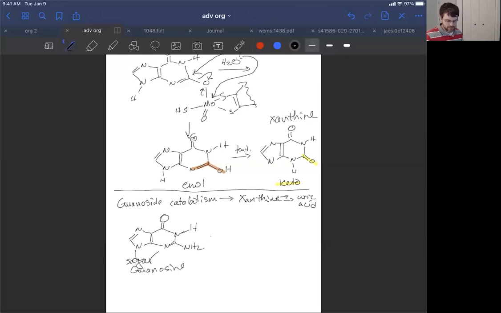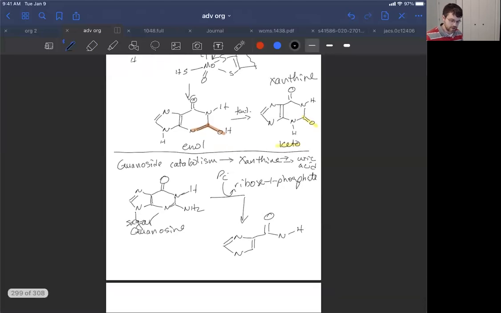The goal is to get to xanthine. So the first step is the phosphorylase with inorganic phosphate to give ribose 1-phosphate. And more importantly, for the purposes of this lecture, we're going to get the purine base now released from the nucleoside. So this is now not guanosine, but guanine. Okay.